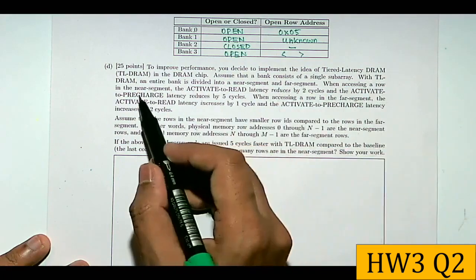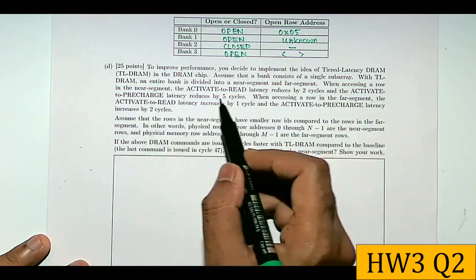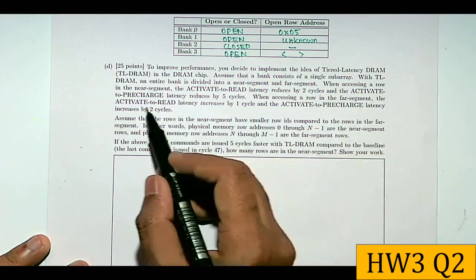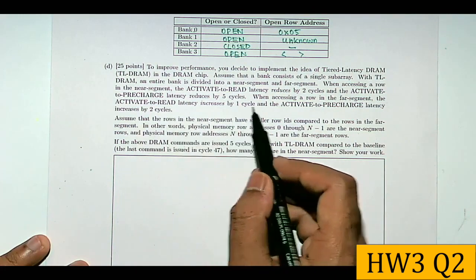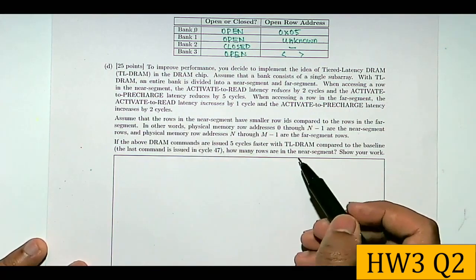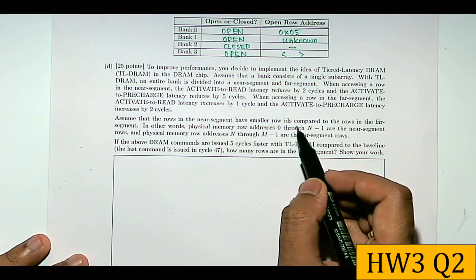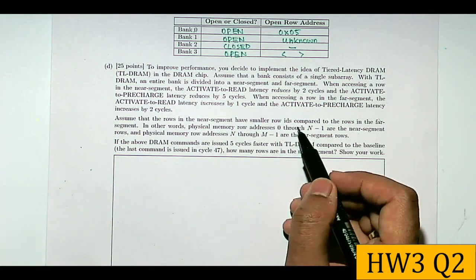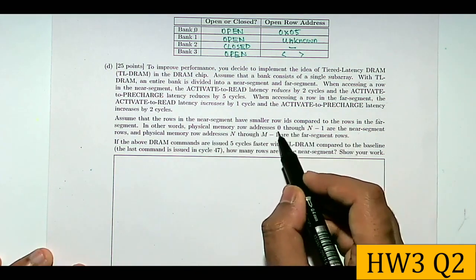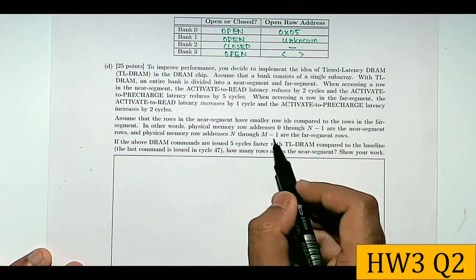When accessing a row in the near segment, the activate to read latency reduces by 2 cycles, and the activate to pre-charge latency reduces by 5 cycles. Whereas when you're accessing the fast segment, activate to read latency increases by 1, and activate to pre-charge latency increases by 2. Fine. Now, this also says that, okay, let's just consider the near segment to have the smaller row IDs. Just the first row IDs basically belong to the near segment, and the fast segment will have the higher row IDs. So basically 0 to n-1 belongs to the near segment row IDs, and n to m-1 is the fast segment rows.